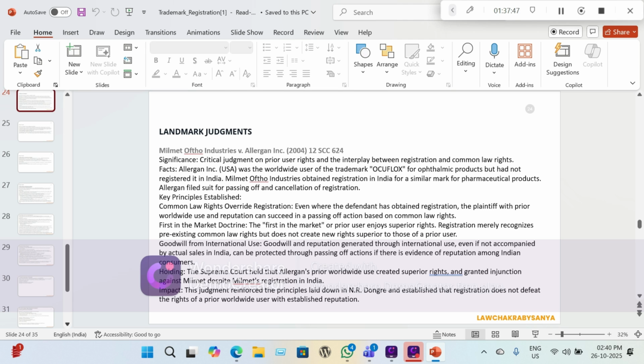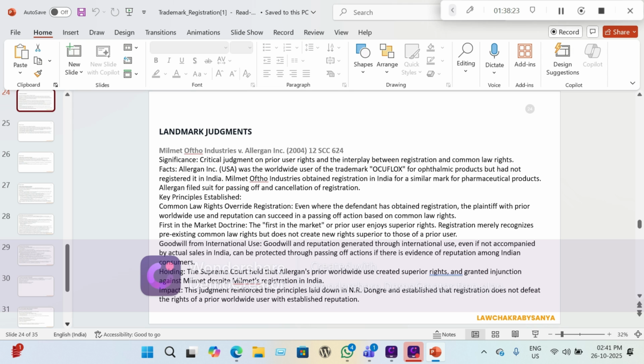That is why if we have a trademark but we have been using it for a very long time but we are registering it later, if we apply for it saying prior user and give a user affidavit, we have a higher chance of getting our application accepted. Now, in this, the Supreme Court held that Allergen's prior worldwide use created superior rights and granted injunction against Milmet despite Milmet's registration in India. And this has the principles laid down in N.R. Dongre and established that registration does not defeat the right of a prior worldwide user with established reputation.